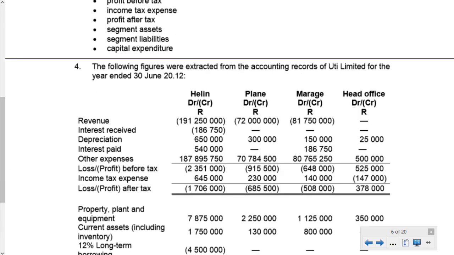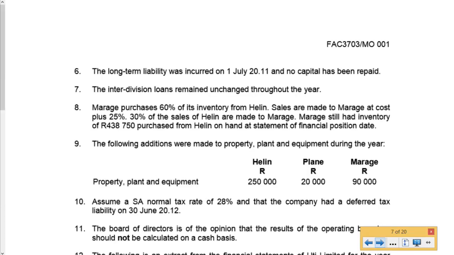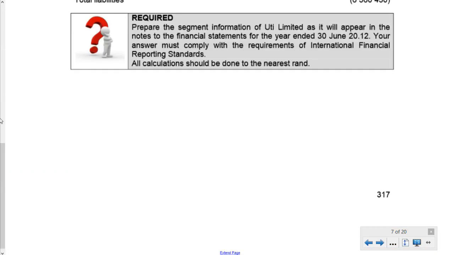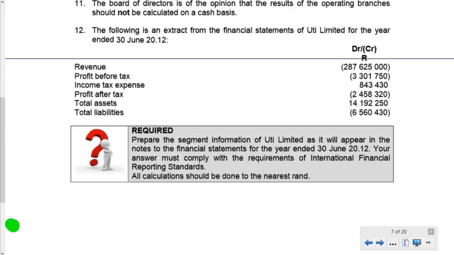Okay, and then they will give you the numbers. So these are the numbers for each of the companies in the group, the individual numbers, isn't it? These are the individual numbers for each of the companies in the group and head office. So you're just aggregating, putting it together. Okay, so now what we see, I just want to show you down here. Here is an extract of the financial statements.